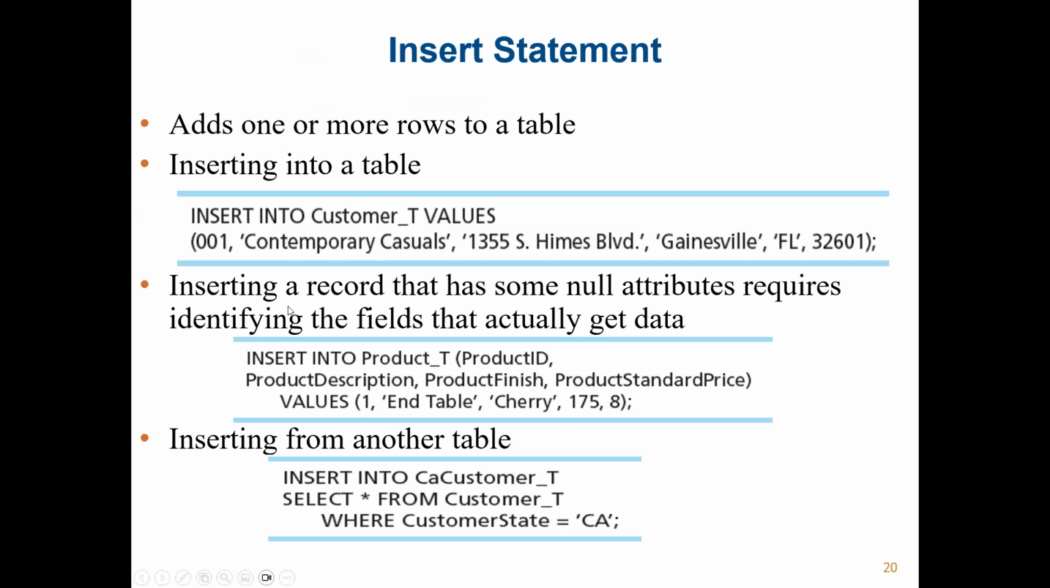Also here we say inserting, here means we are inserting all the table. Let's say the table has 6 fields. Each value here will go through the same amount as all the fields or the attributes we have. But now, here we say inserting a record that has some null attribute will require that we need to identify the fields that actually get the data.